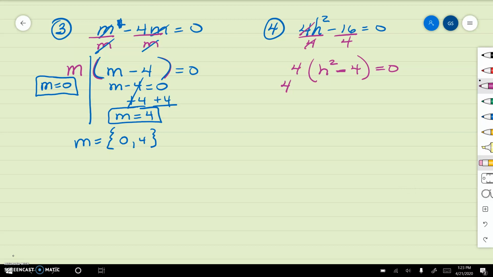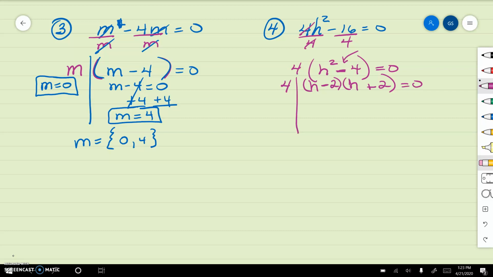Therefore, we have the difference, because it's subtraction, of perfect squares. Well, if you recall, we take the square root of the first and the last. So the square root of h squared is h. h times h is h squared. The square root of 4 is 2, so 2 times 2 is 4. We want it to be a negative 4, so we make one negative and one positive. And now we actually have 3 factors, but look what happens with this one.